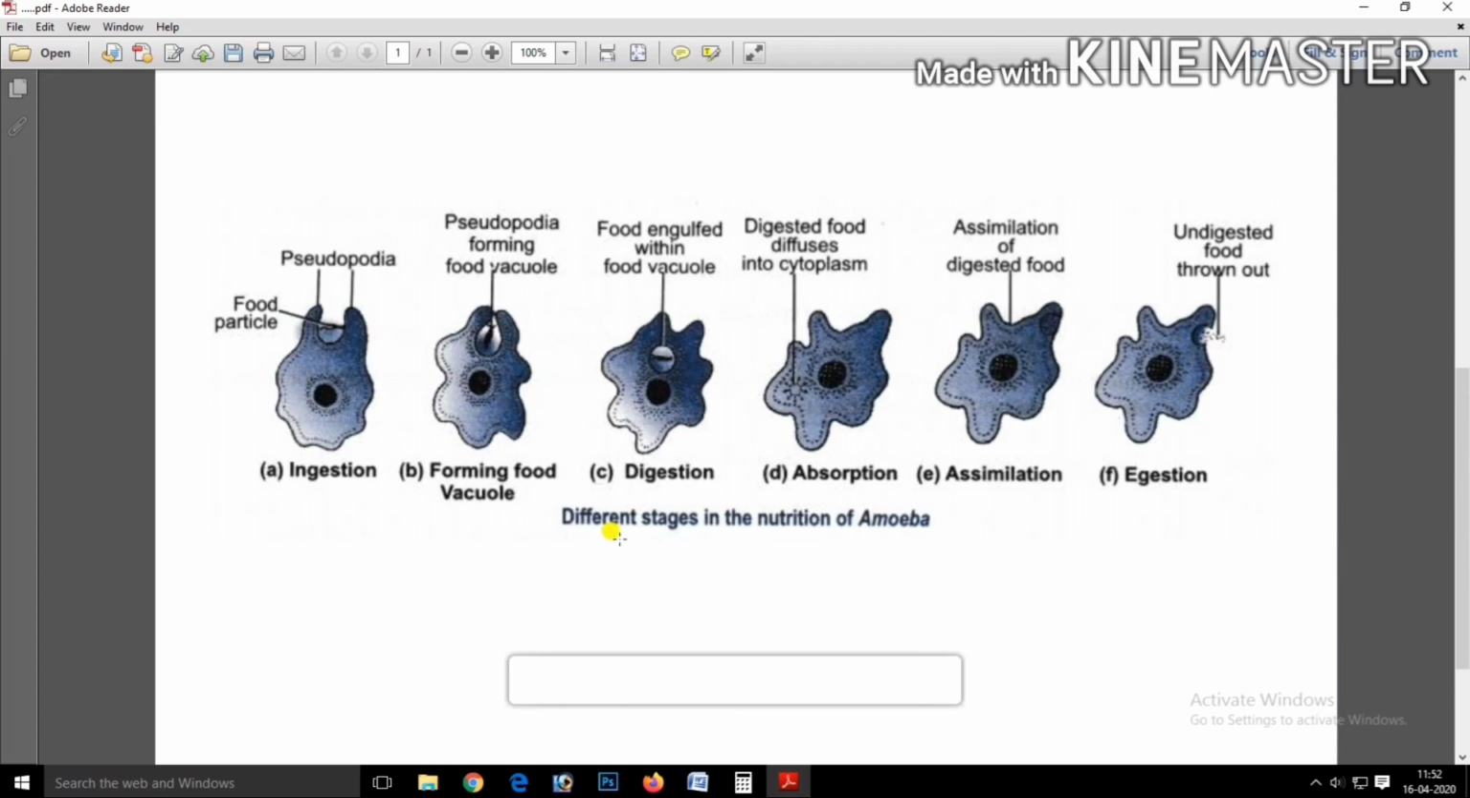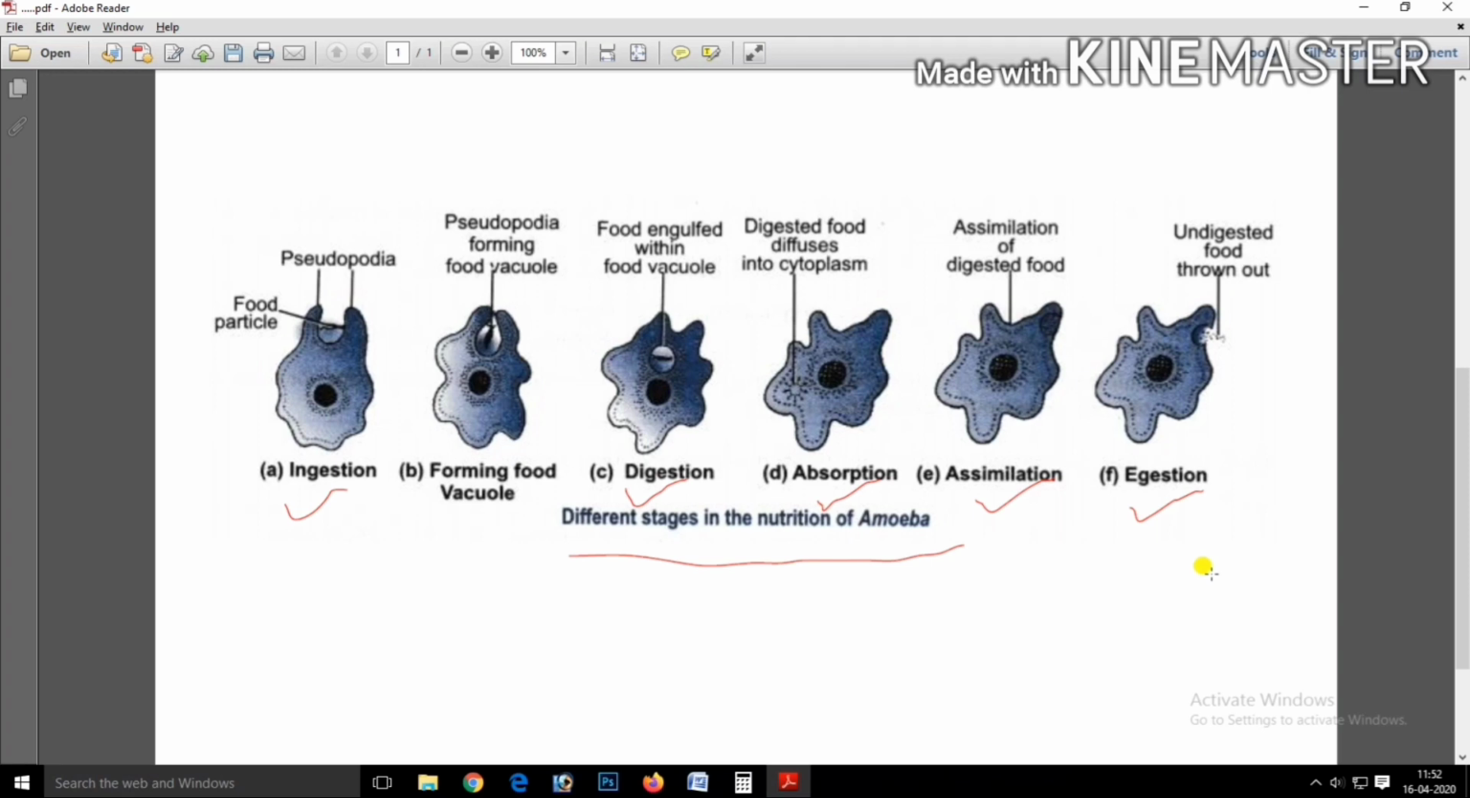Now these are the different stages of nutrition in amoeba. The first stage is ingestion, then the second step is digestion of food, then absorption of food, then assimilation of food, and then egestion of food. So these are the 5 steps. That's all for this video. In the next video, we'll discuss the nutrition in human beings. That means a multicellular complex organism.